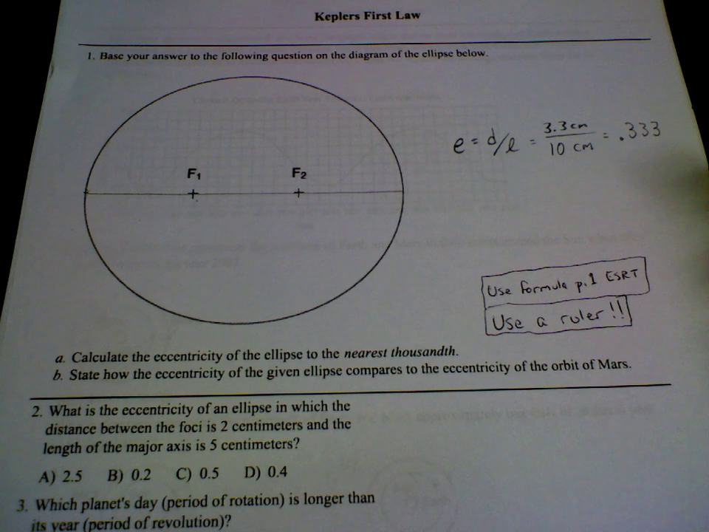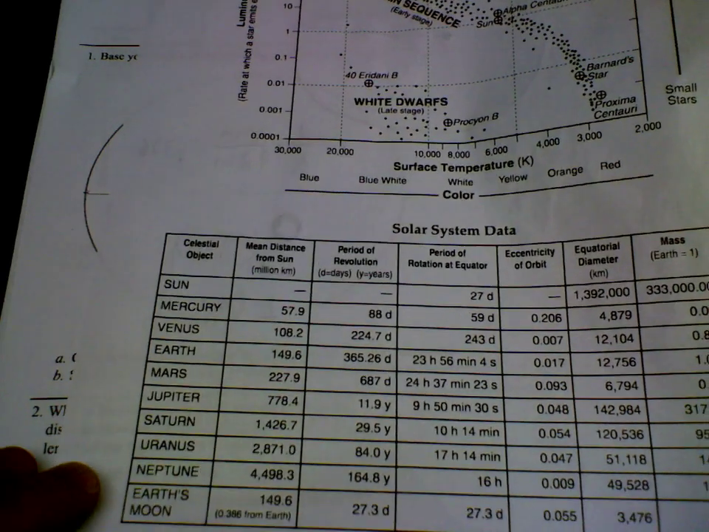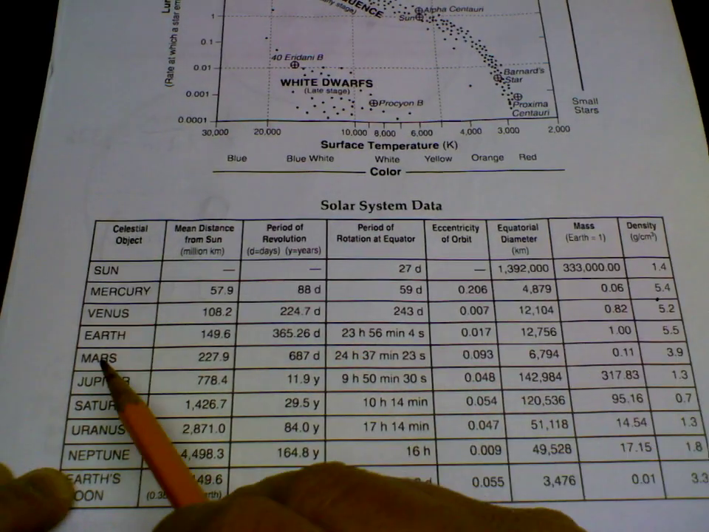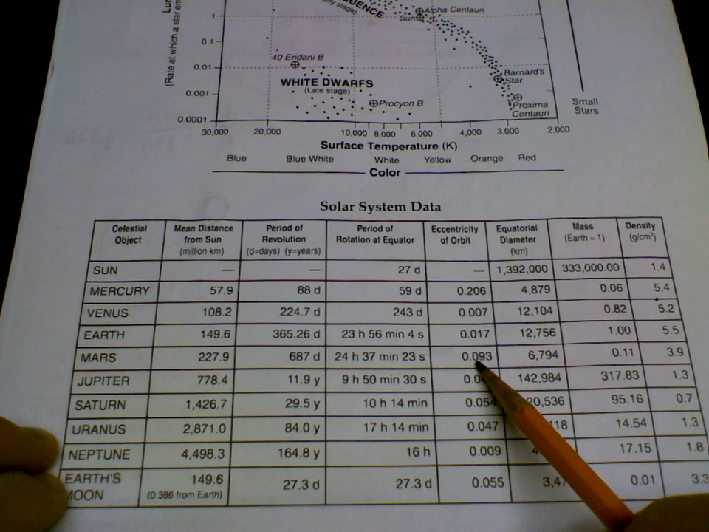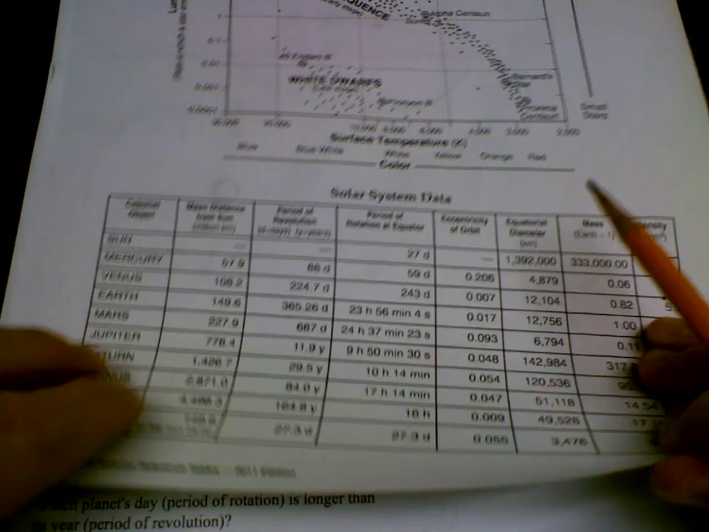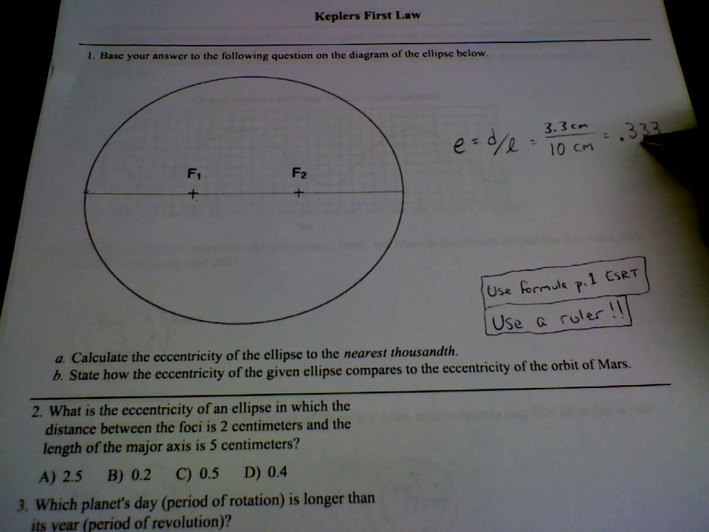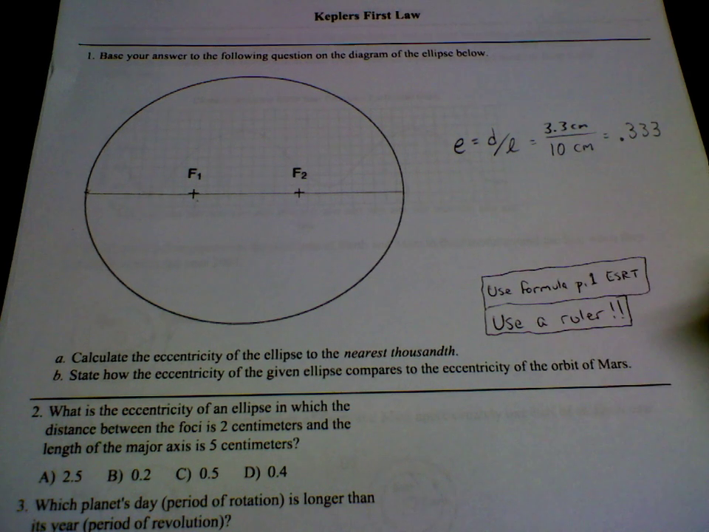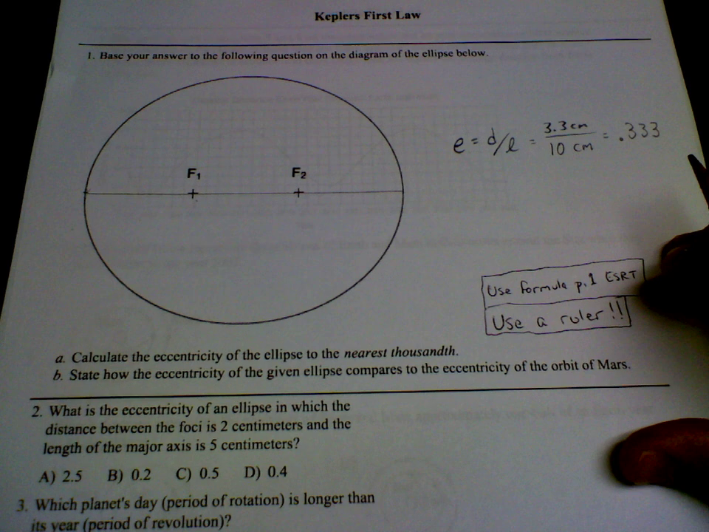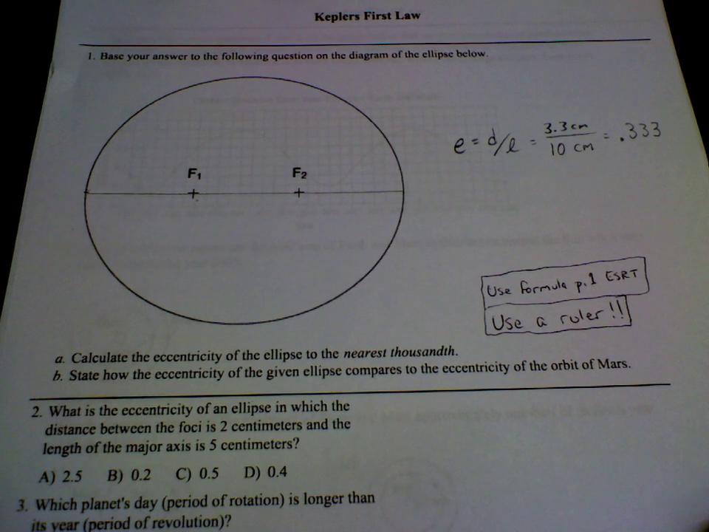And then they want you to state how the eccentricity of the given ellipse compares to the eccentricity of the orbit of Mars. So what you would do, you would just look over here for the eccentricity of Mars. And here's Mars, slide over. The eccentricity of Mars is 0.093. And I would say then Mars is 0.093, the given ellipse is 0.333, so I would just say the given ellipse has a greater eccentricity than Mars. That's the first question.